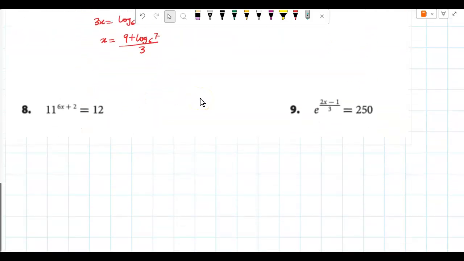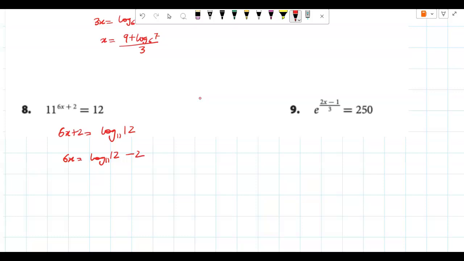This one, you bring the 11 over. So 11 to the power 6x plus 2 is 12. And then convert it into log. So 6x plus 2 is equal to log 12 to the base 11. So 6x is equal to log 12 to the base 11 minus 2. So then x is equal to log 12 base 11 minus 2, upon 6. Next one.